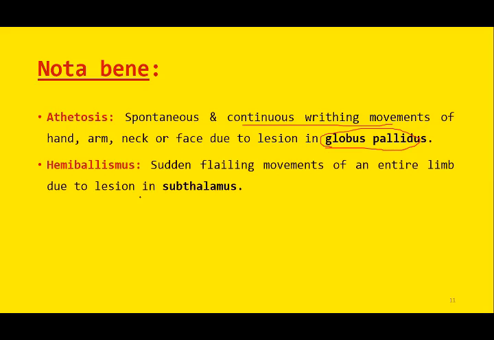Similarly, if there is damage to the subthalamic nucleus, this will result in sudden flailing movement of the entire limb. So one section of the body is involved. So half of the body is involved. That is why it is called hemiballismus, movement of half area or half side of the body. And that site of lesion is in the subthalamus.